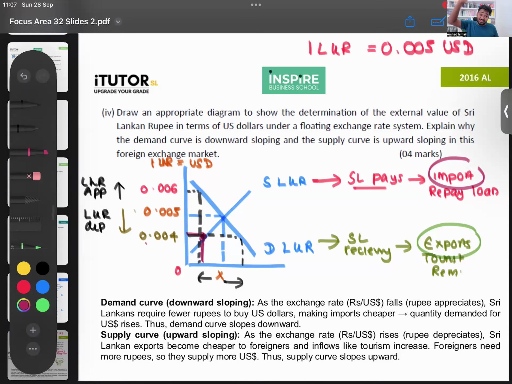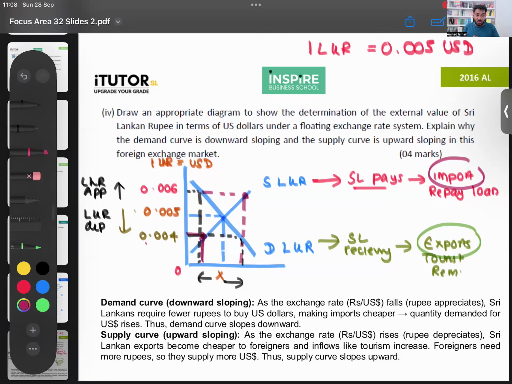But what if your currency appreciates? If your currency appreciates, let's say it goes to 0.006, now imports are cheap. Then people buy phones, laptops, the latest iPhone. That means you're importing a lot. So what happens to the quantity supplied? Quantity supplied is now very high. So that is the story there. That is why the supply curve is upward sloping.